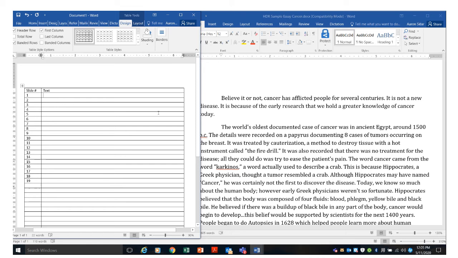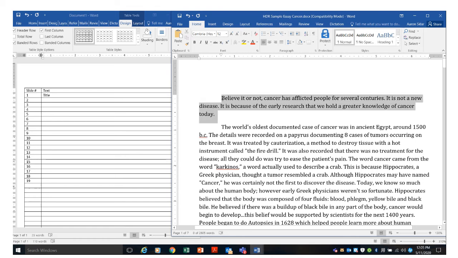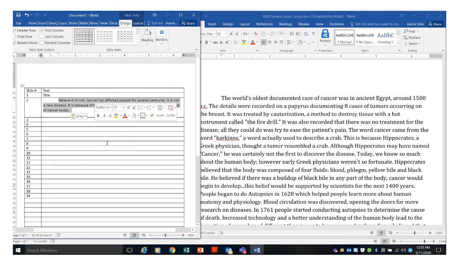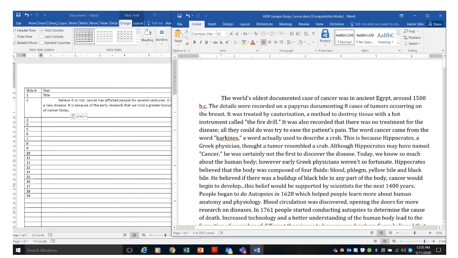And this is going to be my title slide, because in my presentation, the very first thing I'm going to have is just my title, and then I'm going to move on to my introduction. So in my second slide, I'm just going to read this sentence. Believe it or not, cancer has afflicted people for several centuries. It is not a new disease. It is because of early research that we hold a greater knowledge of cancer today. And then I'm going to grab the next section here, and I'm going to drop that in there.